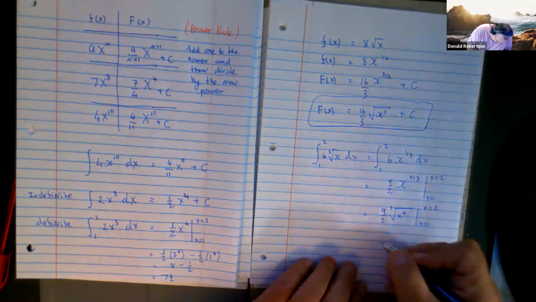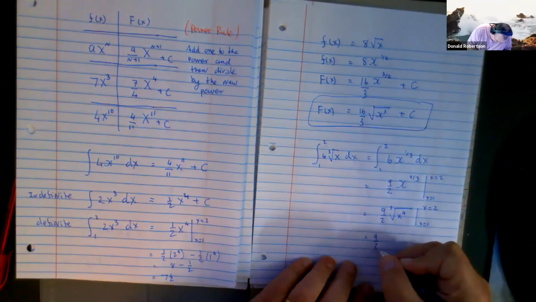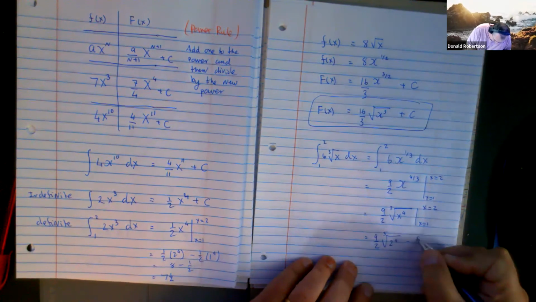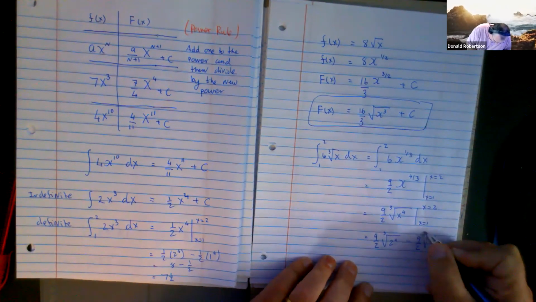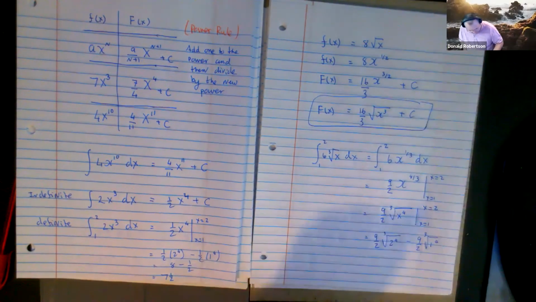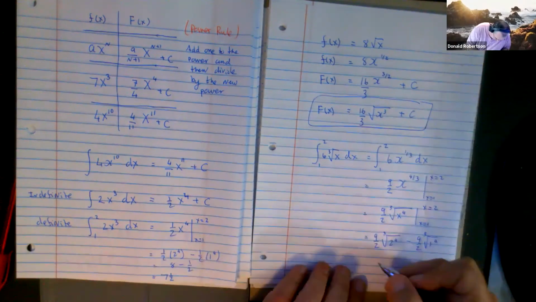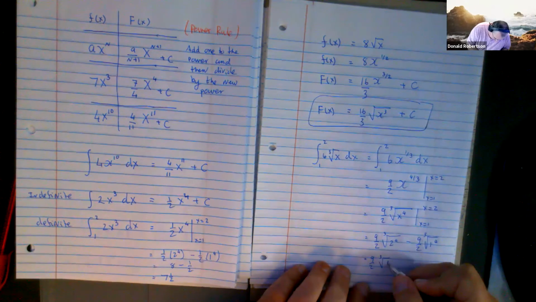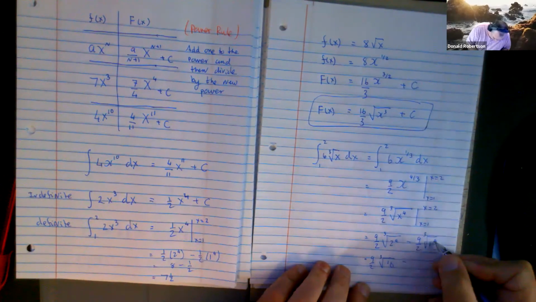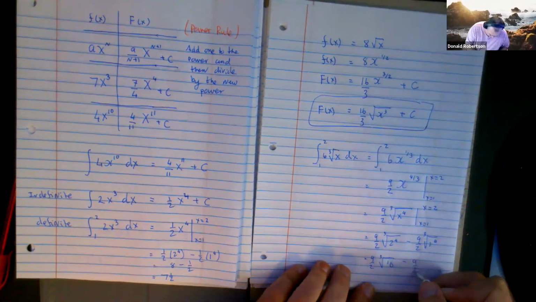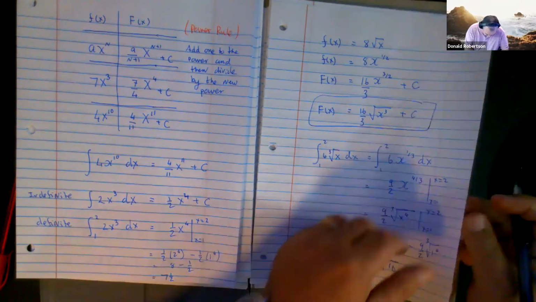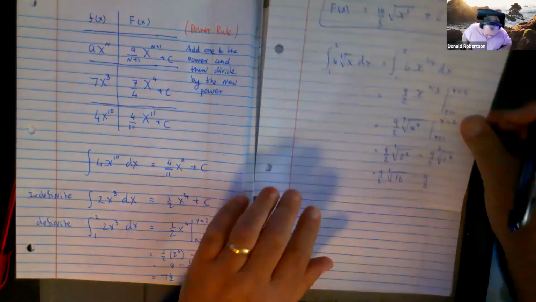So you're going to have 9/2, the cube root of 2 to the power of 4. Take away 9/2, the cube root of 1 to the power of 4. 2, 4, 8, 16. So that's 9/2, the cube root of 16. And that's 1. So cube root of 1 is just 1. Take away 9/2. So far, so good.